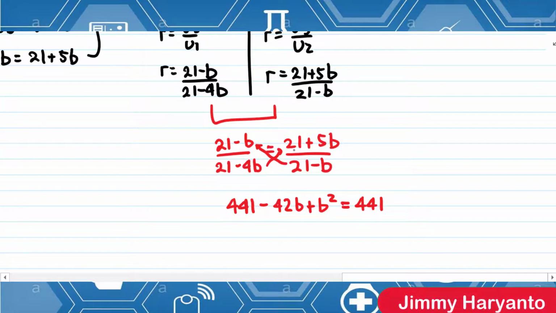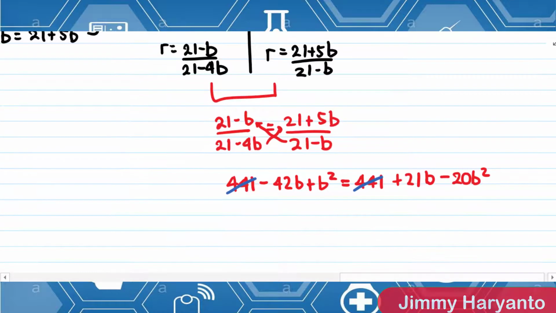negative 84, and then plus 105b equals 21b, and then negative 4 times 5 is 20b squared. We can cross out the 441 because it's the same, and then I will move this to the left side. So the result will be 21b squared minus 63b equals 0.